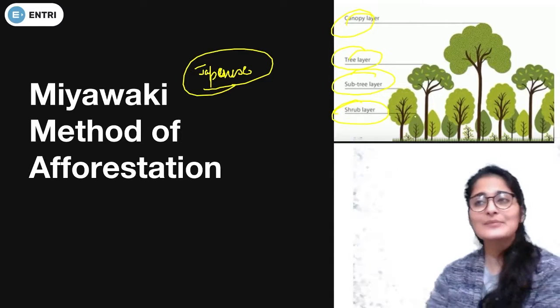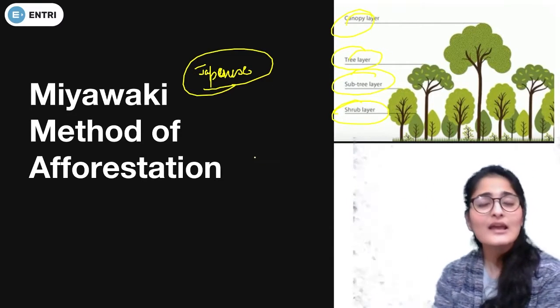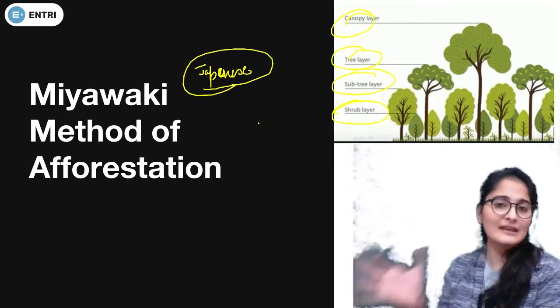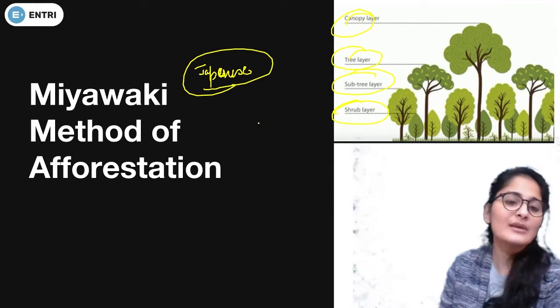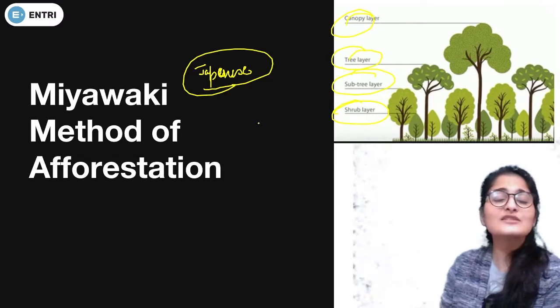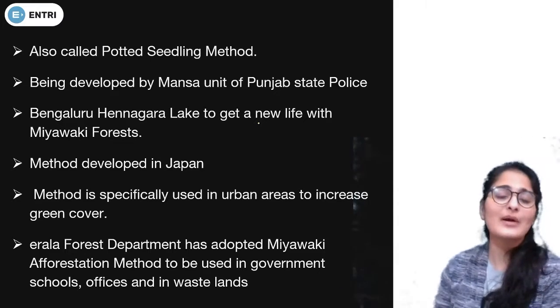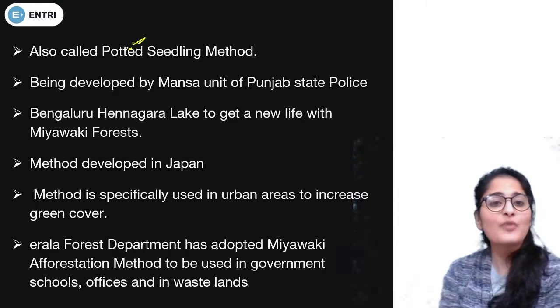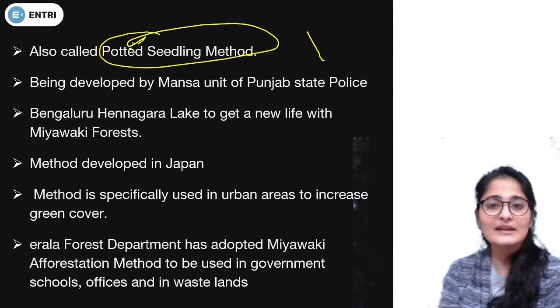So there is a shrub layer, then there is a sub-tree layer, then there is a tree layer and a canopy layer. That is the tallest of the trees. So this method helps in bringing out density in the forest and it's not necessary that we have a huge amount of area for it. Even small areas can follow this Miyawaki method of afforestation, and it is being used all over the world right now. So what is it about?